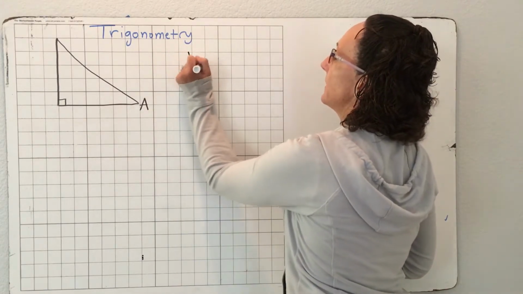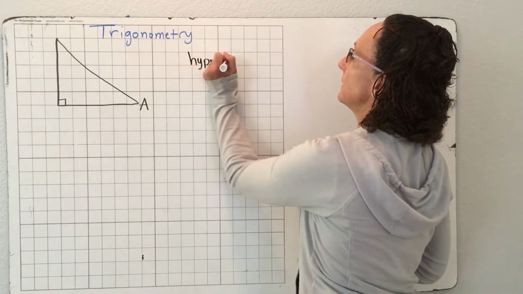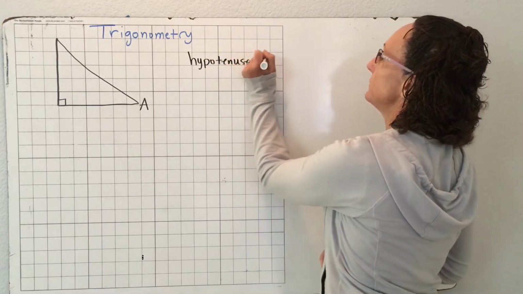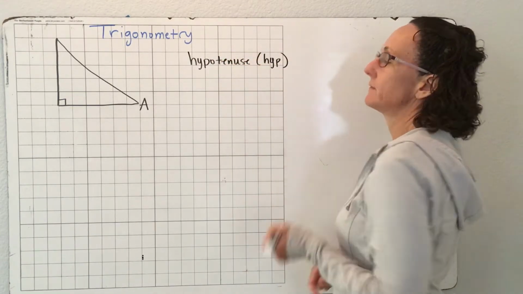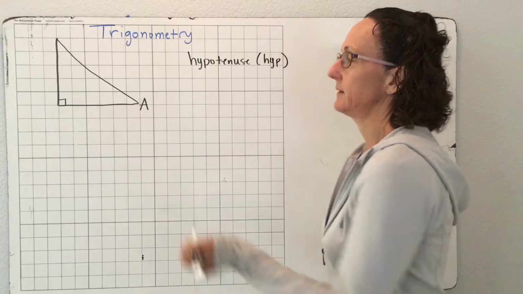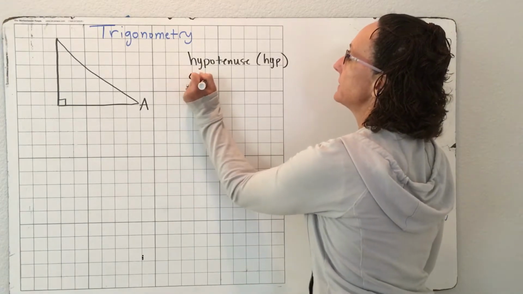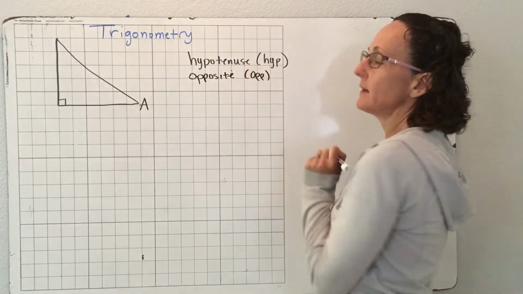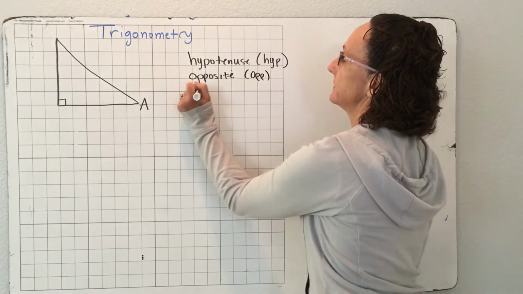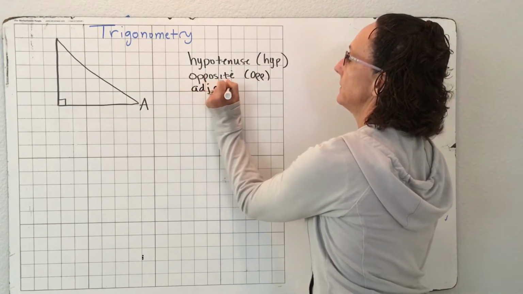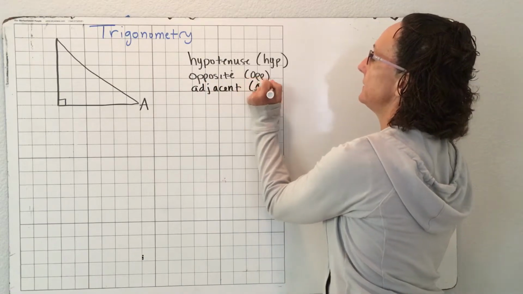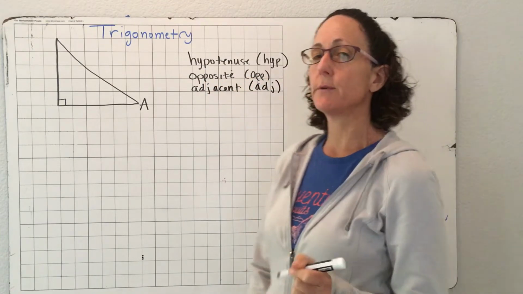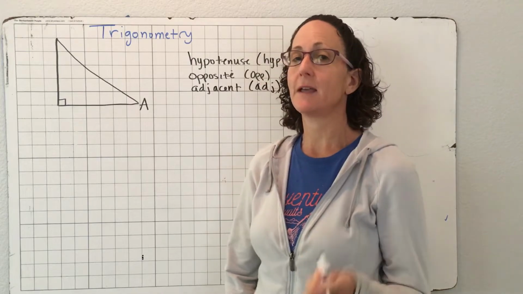There's always a hypotenuse, and we're going to use HYP for an abbreviation for that, so we don't have to write it out every time. There's always an opposite side, okay, and we're going to use OPP for that. And there's always an adjacent side, okay, and we're going to use ADJ for that, okay. And remember, you always have to reference it from angle A.